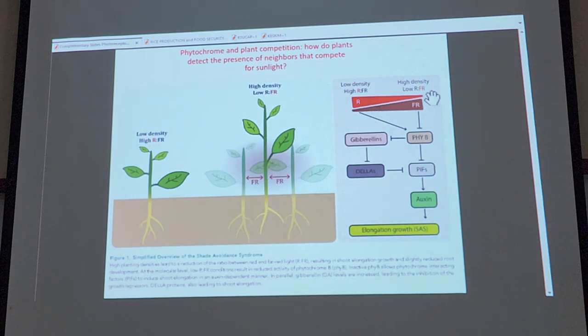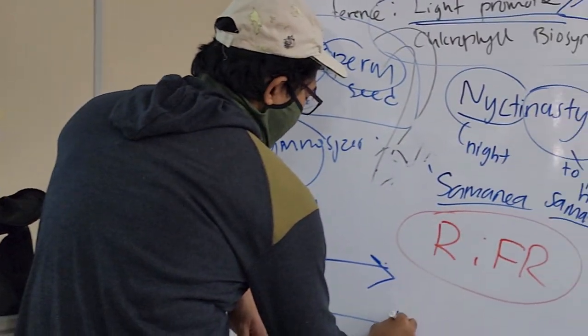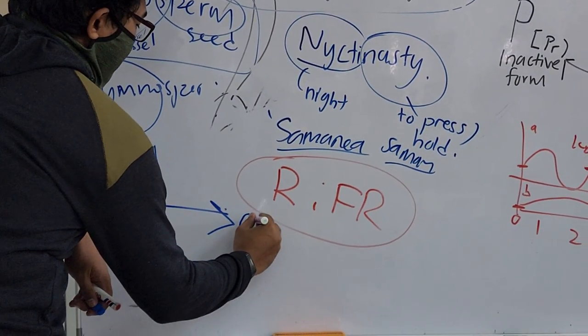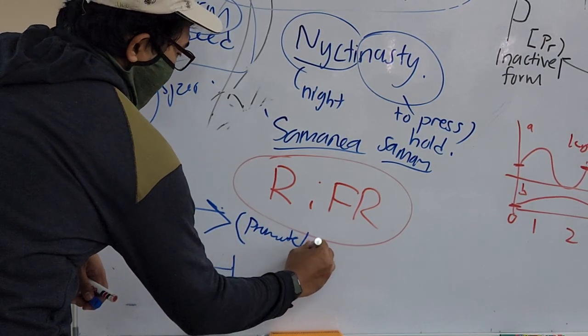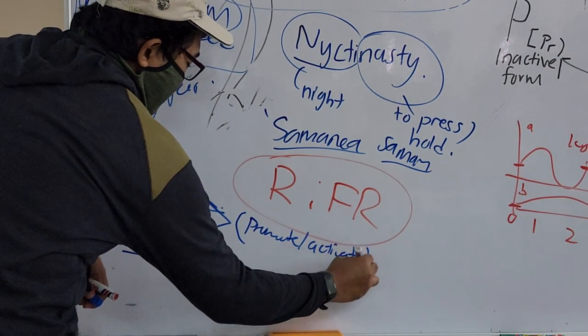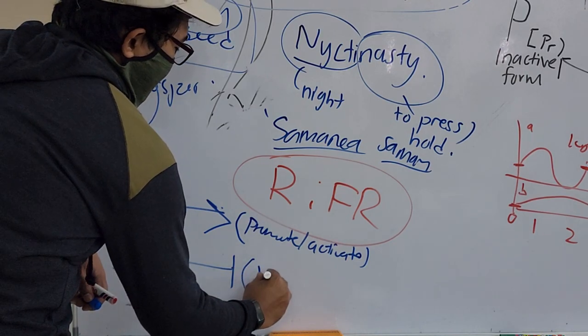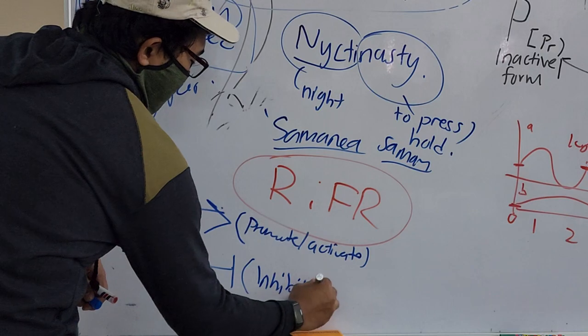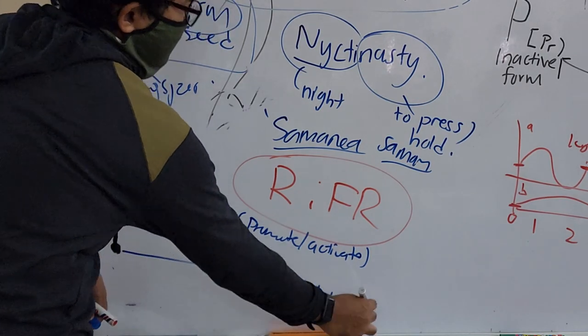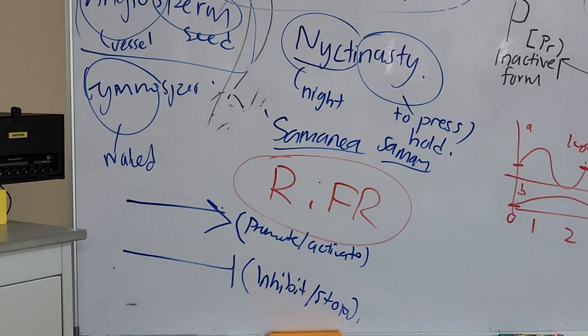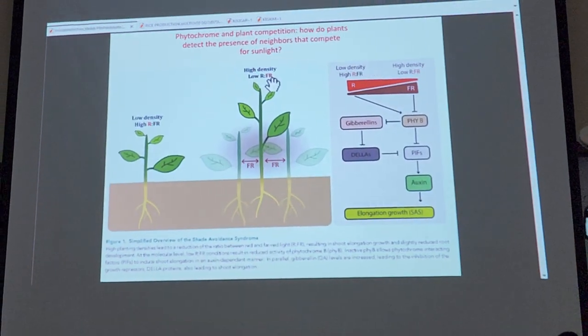So this far red actually triggers a cascade of reactions. This is the reaction here. I hope you still remember this symbol. This symbol means what? Yeah, promote, activate. And this one means what? Inhibit or stop. Universal. You go to any journal, any school, this is the symbol. Let's see what happens to the far red when it is dominant, meaning that you now have more far red.